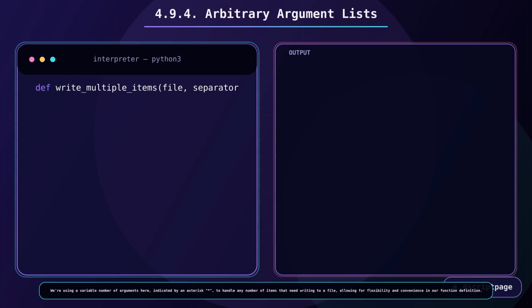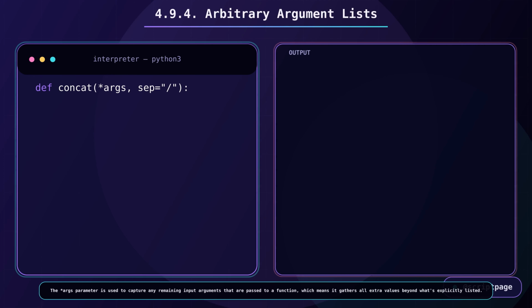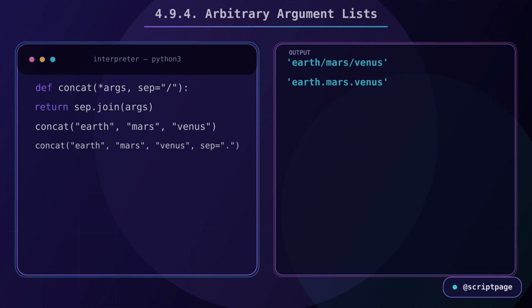We're using a variable number of arguments here, indicated by an asterisk, to handle any number of items that need writing to a file, allowing for flexibility and convenience in our function definition. The *args parameter is used to capture any remaining input arguments that are passed to a function, which means it gathers all extra values beyond what's explicitly listed.